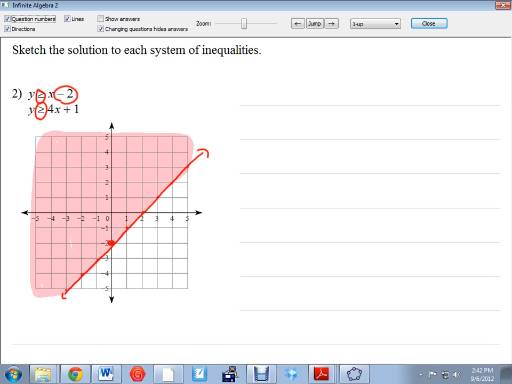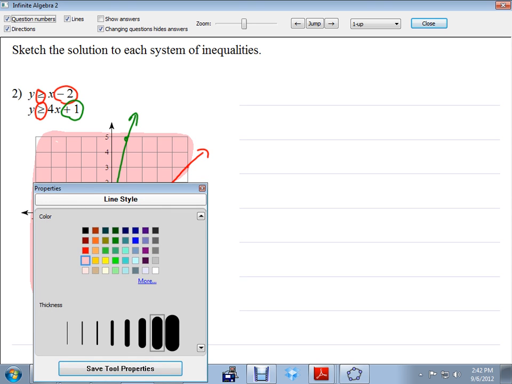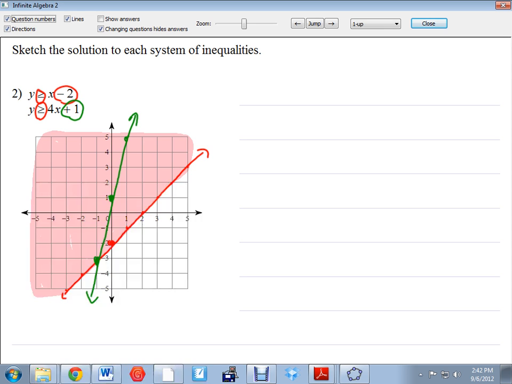But it's not just that inequality that we have to worry about. We have to worry about the second one, which starts at positive 1, has a slope of 4 over 1, so up 4 over 1, and down 4 and back 1. It is also a solid line, and this is what the second line looks like. Now we will have a different shading. So for instance, we are going to shade this one greater than, so that is going to be above, which is kind of more towards the left.